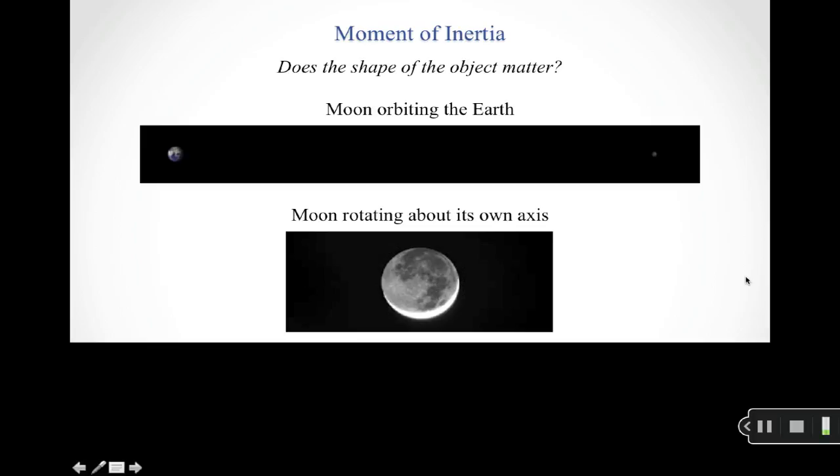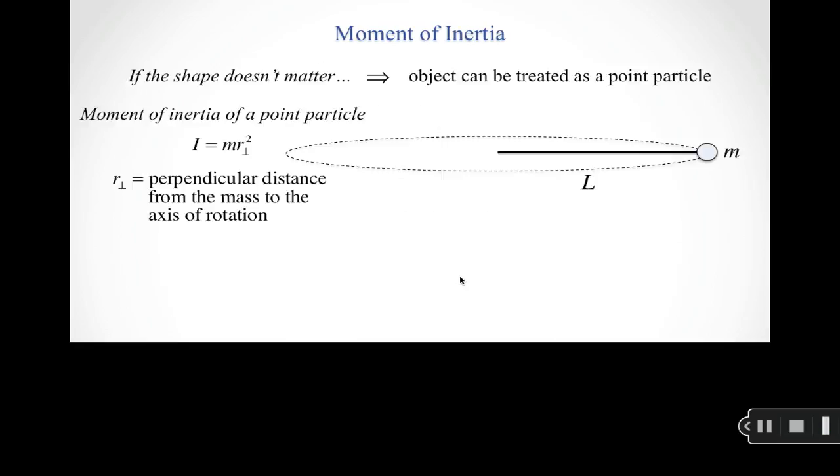On the other hand, if I want to talk about the moon rotating about its own axis, now it's much easier to see that the shape matters. Whether the moon is a sphere or a cylinder or a hollow sphere or anything else, this is a situation where the size of the moon is on the same scale as its distance from the axis of rotation. So again, I do care now about its shape.